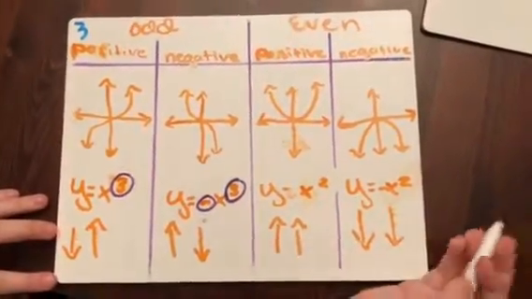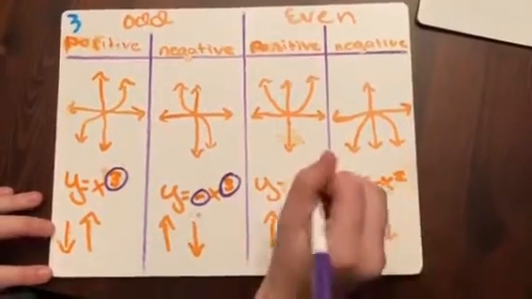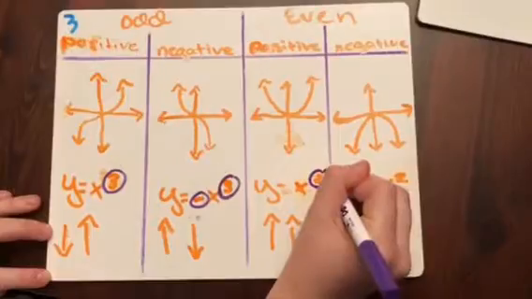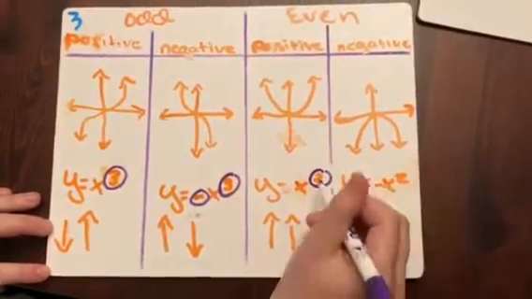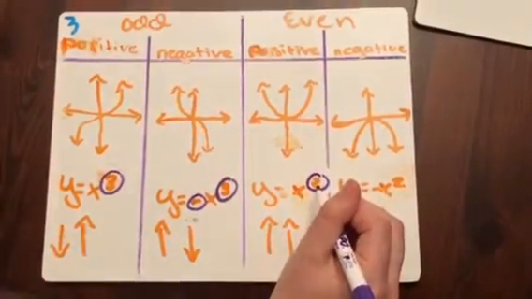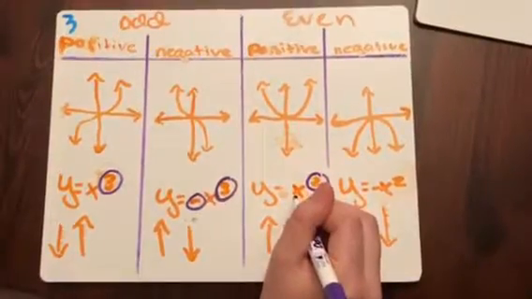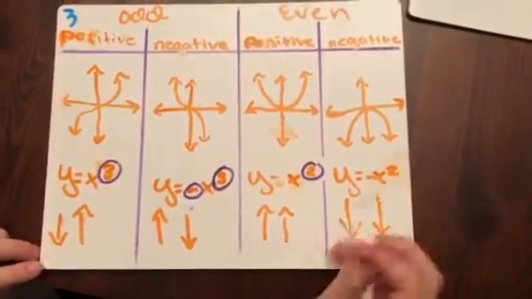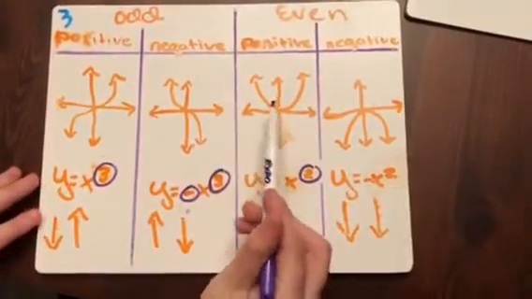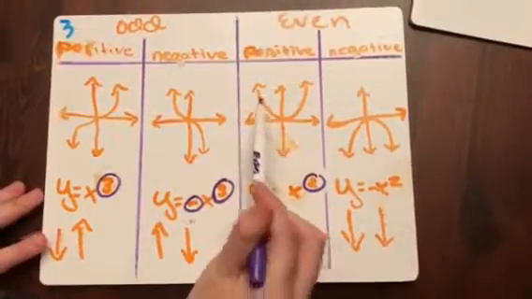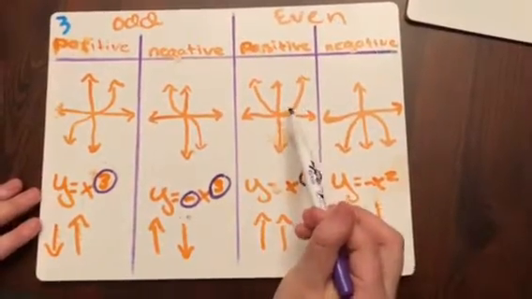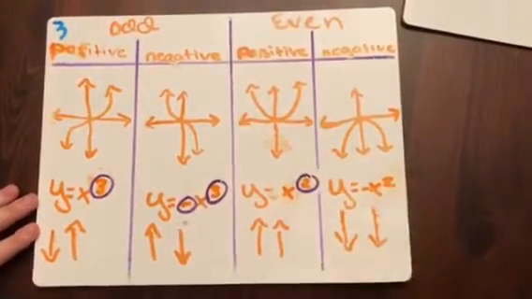Next, if you were given an even exponent, for example, y equals x squared, we know this is an even positive because the 2 is an even number and there is no negative sign written outside. The arrow notation would be up, up, which means that as x is getting smaller and smaller, y is getting bigger and bigger, and as x is getting bigger and bigger, y is getting bigger as well.